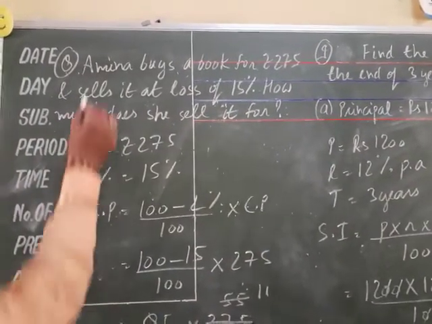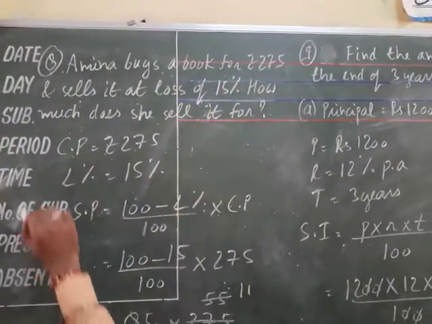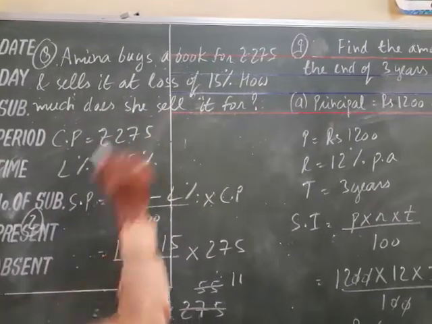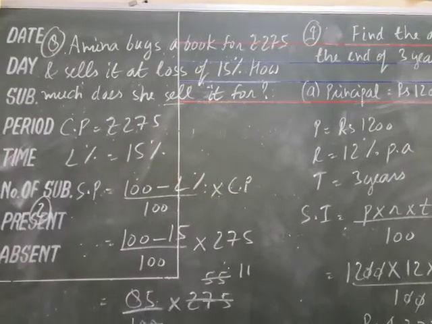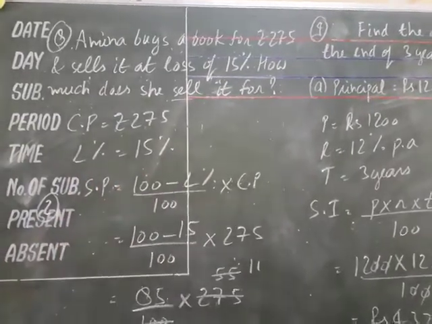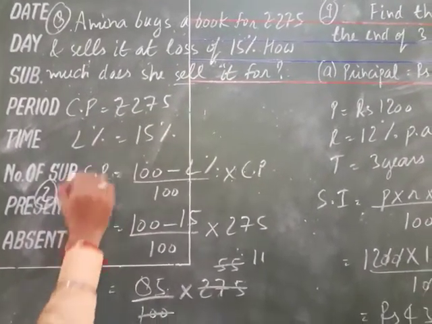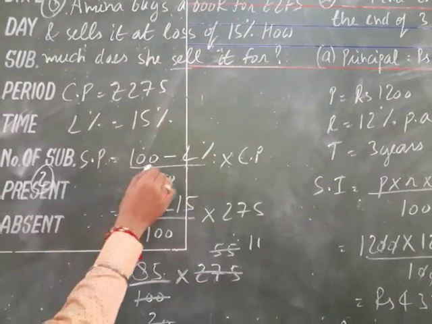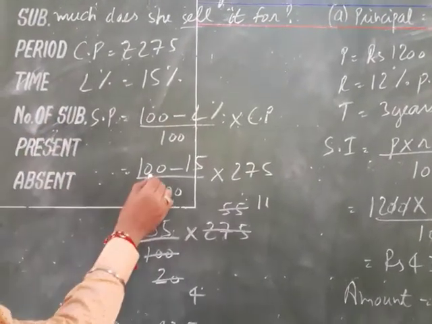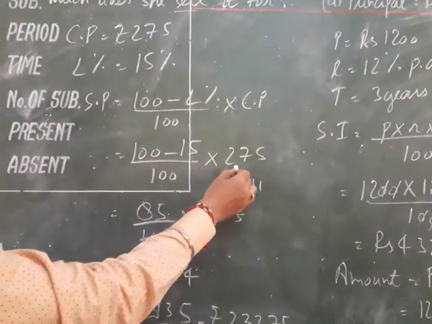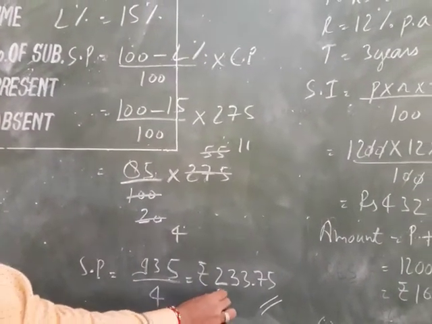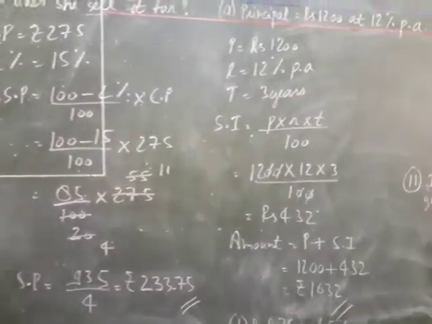Now students, see 8th question. Amina buys a book for rupees 275 and sells it at a loss of 15%. How much does she sell it for? That means you have to find selling price. Cost price is given, rupees 275. Loss percent is 15%. Now again students, formula, since there is a loss percent, selling price equal to (100 minus loss percent) upon 100 multiplied by CP. Now put the values: (100 minus 15) upon 100 multiplied by 275. Then simplify it, you will get value of selling price as rupees 233.75.